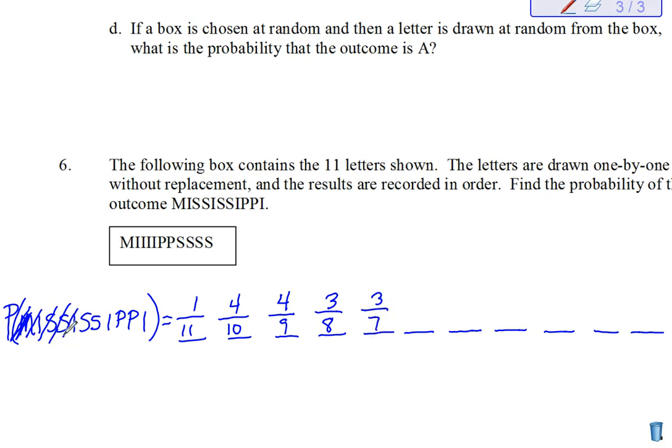Then I want an S. There are 2 S's left out of 6 letters. I want another S. That's 1 S left out of 5 letters. Then I want an I. That's going to be 2 I's out of 4. Then I want a P. There's 2 P's out of 3. Then I want a P. There's 1 P out of 2 letters. And then I want an I. There's 1 I out of 1 letter.